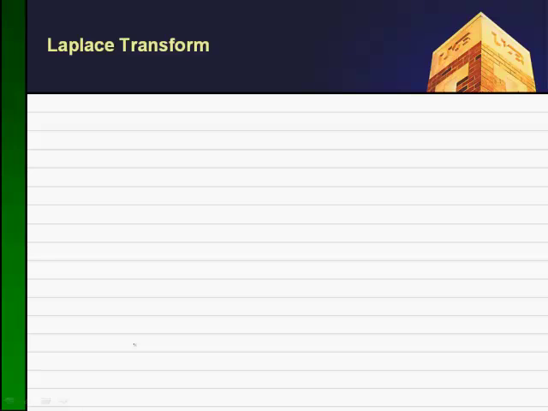Okay, so let's find the Laplace transform of the sine of alpha t. If we apply the definition, we get the integral from 0 to infinity of e to the minus st times the function sine alpha t dt. And to perform this integration, I'm going to do an integration by parts.